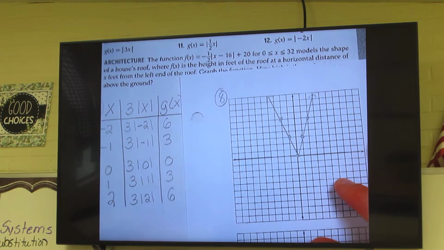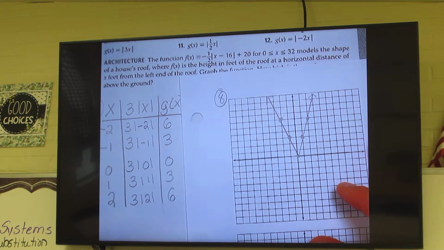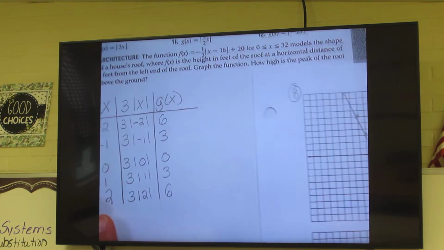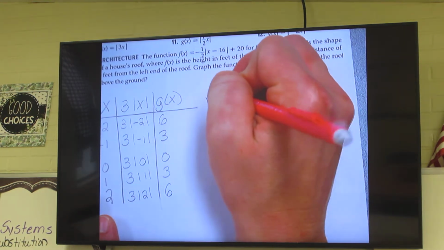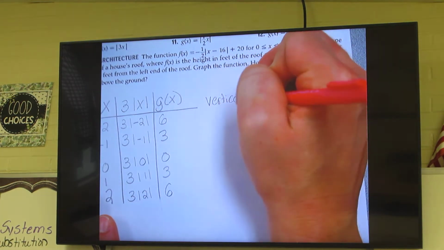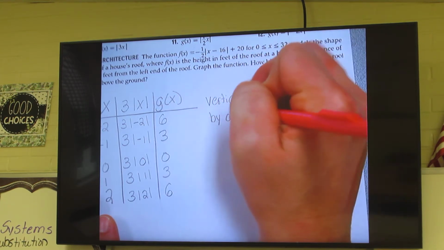And so going back to our transformation rules, if that number is greater than 1, then we say there was a vertical stretch. It was like we stretched it up and made it skinnier. So for our transformation, we would say that we have a vertical stretch by a factor of 3.